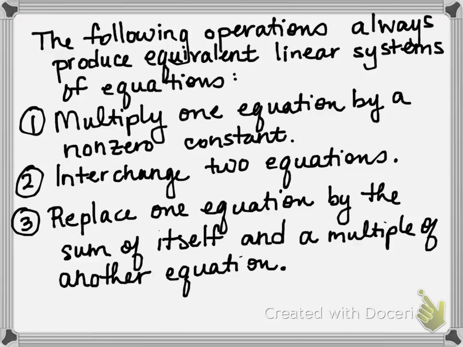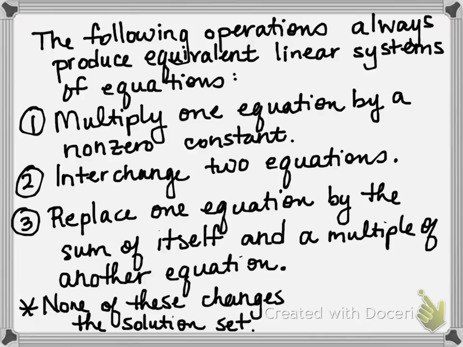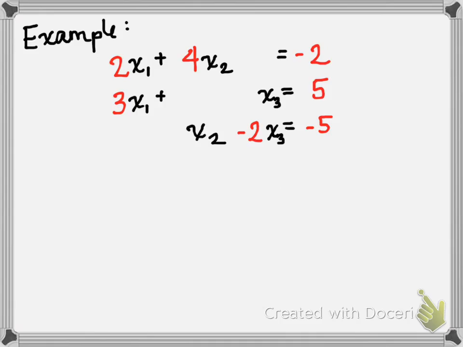And as long as we only use one of these three operations, none of these changes the solution set to the system. So we will always produce an equivalent system, and in this way it will help us get to a simpler and simpler system so that we might see what the solution is. So let's go ahead and do an example.